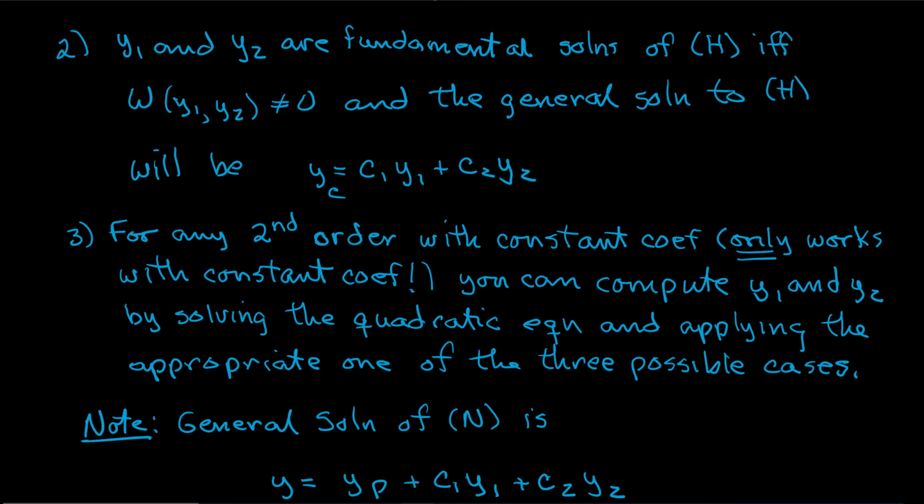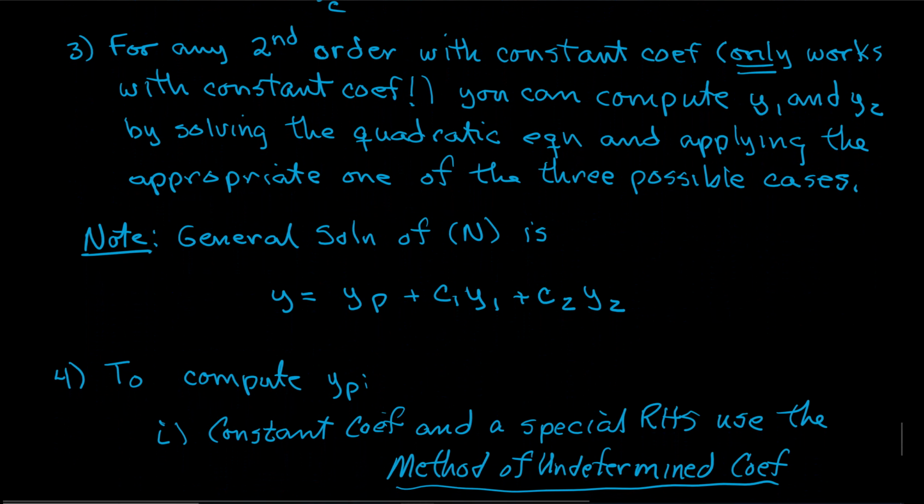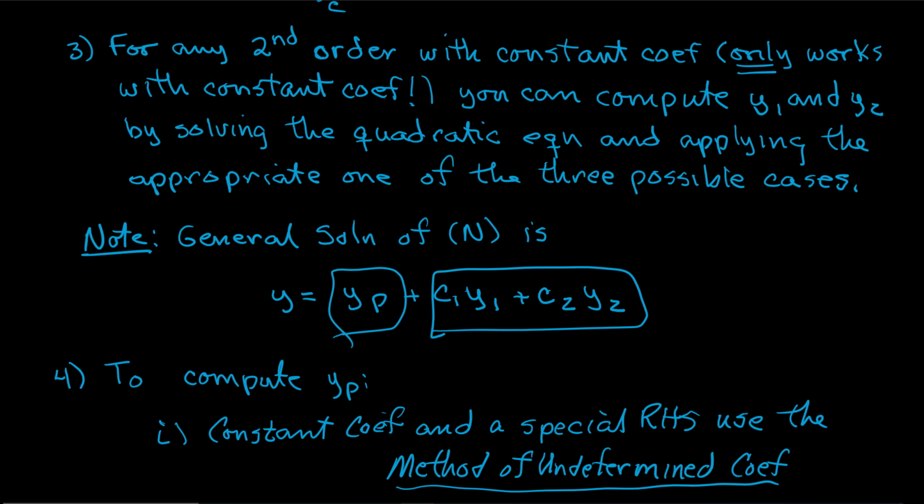Third thing to keep in mind, for any second order with constant coefficients, and remember this only works for constant coefficients, you can compute y1 and y2 of the homogeneous equation by using the quadratic formula and applying the appropriate case. Remember, the three cases are two roots, a double root, or two complex roots. The general solution of the non-homogeneous is going to be our complementary solution plus our particular solution. The particular solution being derived by things like the method of undetermined coefficients or this variation of parameters.